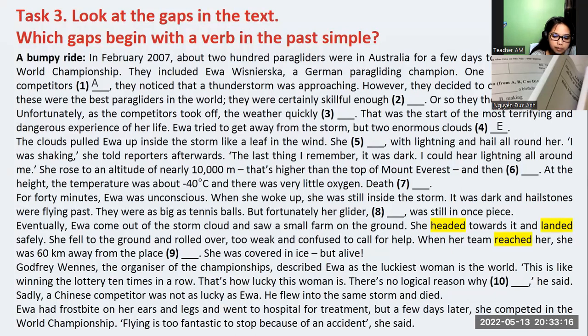One morning, as the competition started, the clouds rose higher and higher, and a thunderstorm was approaching. However, they decided to carry on. After all, these were the best riders in the world. They were certainly skillful enough. Unfortunately, as the competitors took off, the weather quickly became worse.